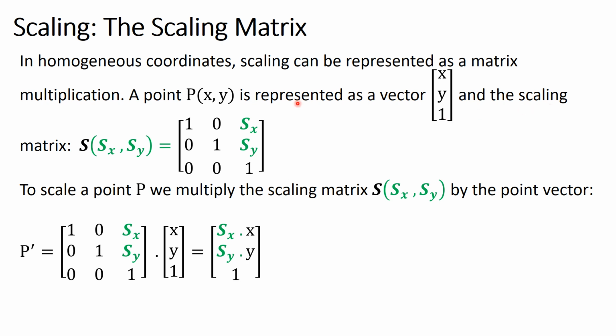And the scaling matrix S of Sx and Sy equals [Sx, 0, 0; 0, Sy, 0; 0, 0, 1]. To scale a point P, we multiply the scaling matrix S by the point vector x, y, and 1.